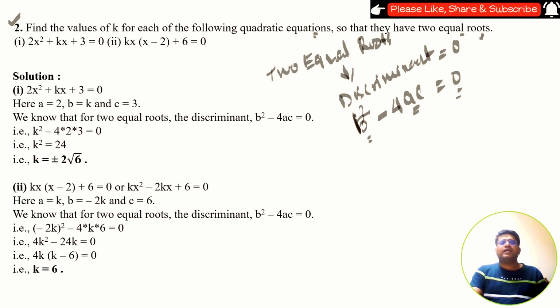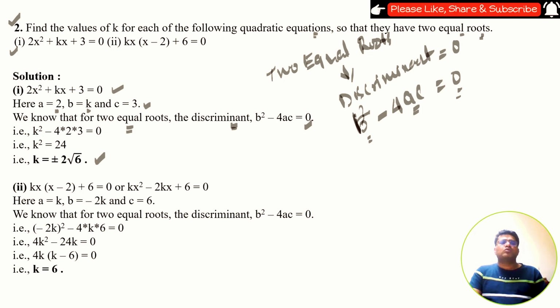Okay, student? Now, this is your first part. 2x square plus kx plus 3 is equal to 0. After comparing, you can find a is equal to 2, b is equal to k, and c is equal to 3. For two equal roots, the discriminant is equal to 0. From this, you can find the value of k.